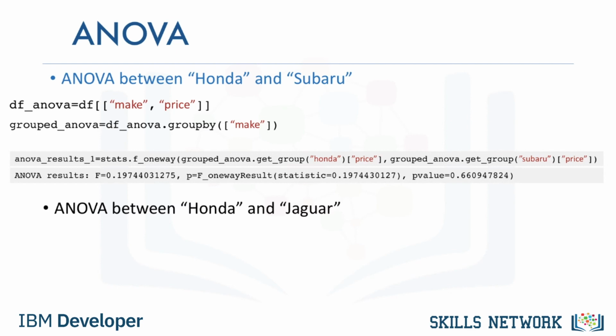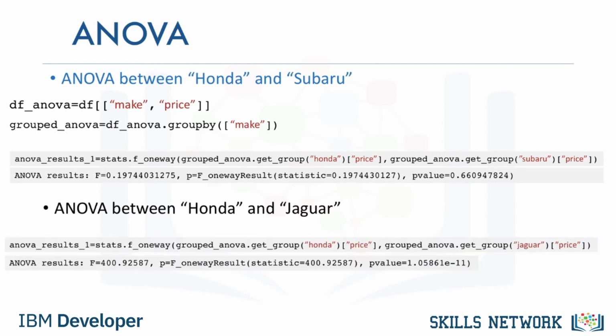We can do the same for Honda and Jaguar. The prices between Hondas and Jaguars are significantly different, since the F-score is very large, F equals 401, and the p-value is less than 0.05. All in all, we can say that there is a strong correlation between a categorical variable and other variables if the ANOVA test gives us a large F-test value and a small p-value.